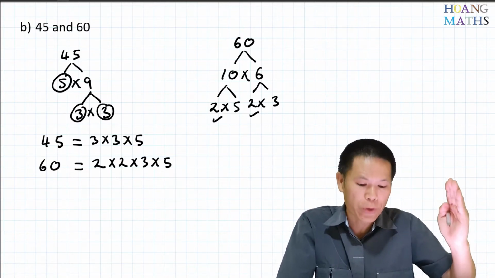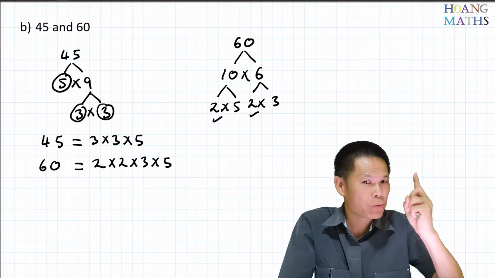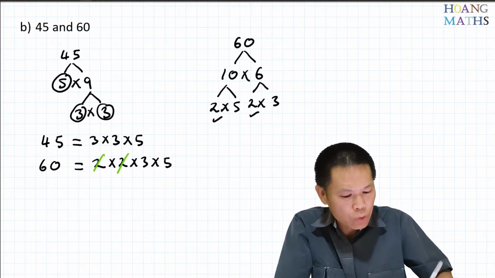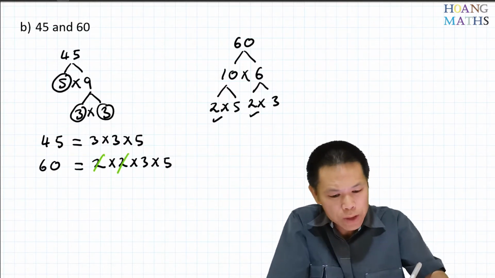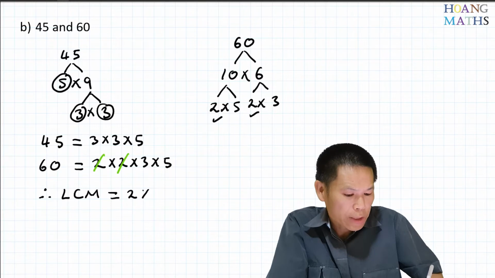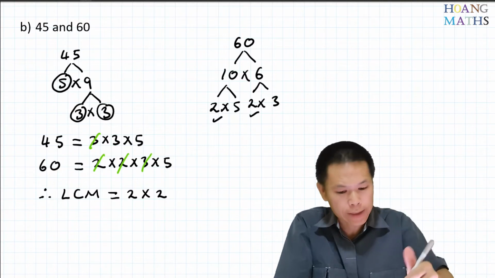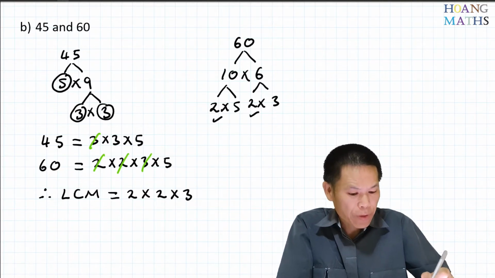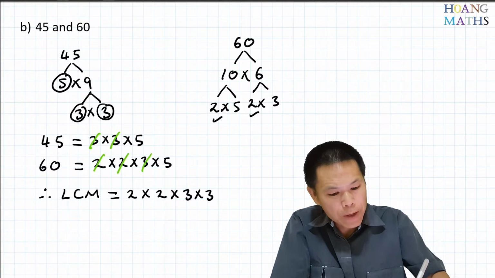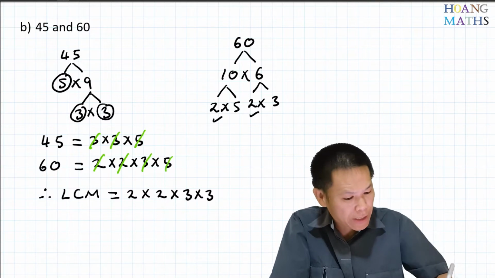To find the lowest common multiple of 45 and 60, we need to write out all the prime factors of 45 and all the prime factors of 60. But when the prime factors are common, we only need to write once, okay? So let's go. We don't have 2 in 45, so we need to write these 2 out. So therefore, the lowest common multiple is equal to 2 times 2. And these 3 here, and we have these 3 as well, we only need to write once. So that means times by 3. And these 3, we need to write it out. And we have this 5 here, and on here, so we only need to write once, okay? Please keep that in mind. So times by 5.